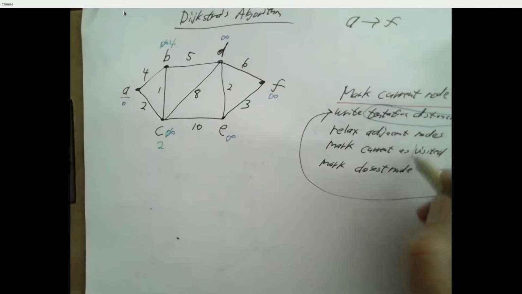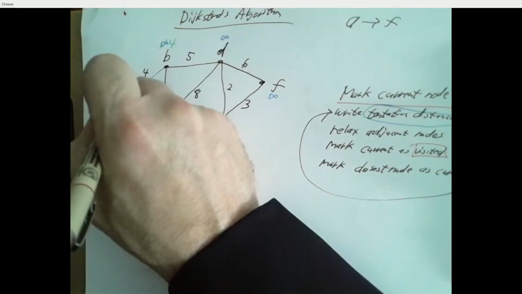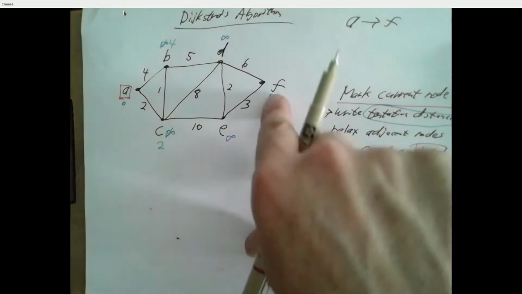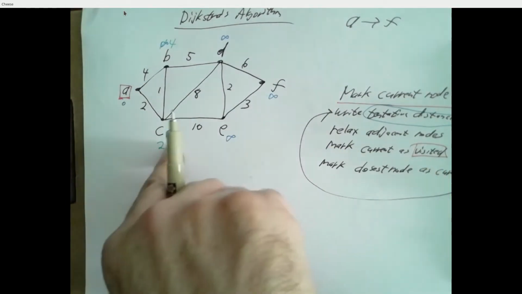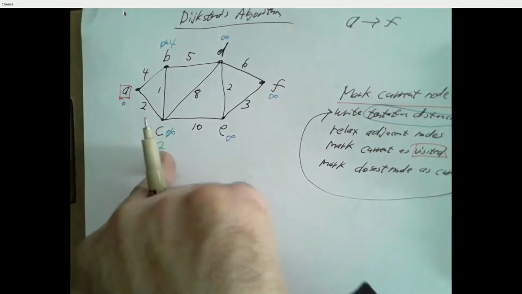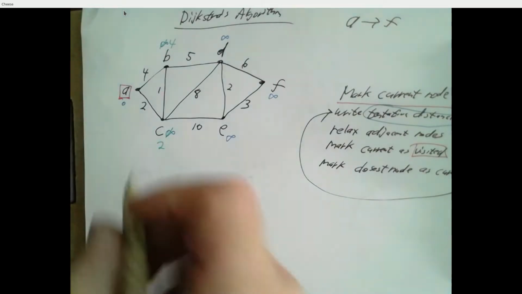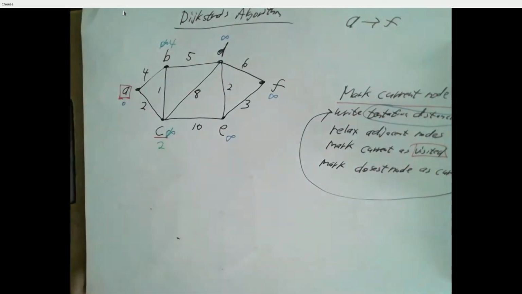Okay, now I'm going to mark the current node as visited, so I'm going to put a box around it and say we're done dealing with node A. And now I find the closest node, and I mark that as my current node. Well, all of these nodes have tentative distances of infinity. This has a distance of 2, 4. C is my closest node. So C is going to be my new current node, so I'm going to underline that. And now I'm going to relax adjacent nodes.